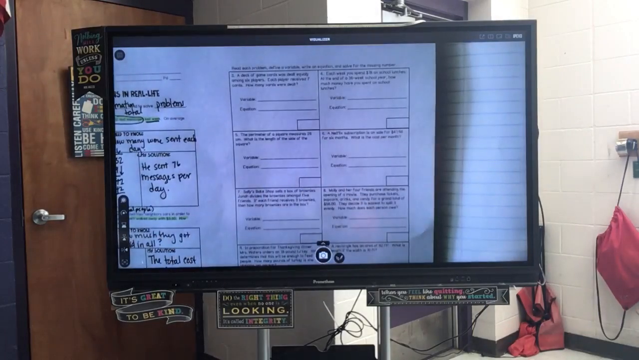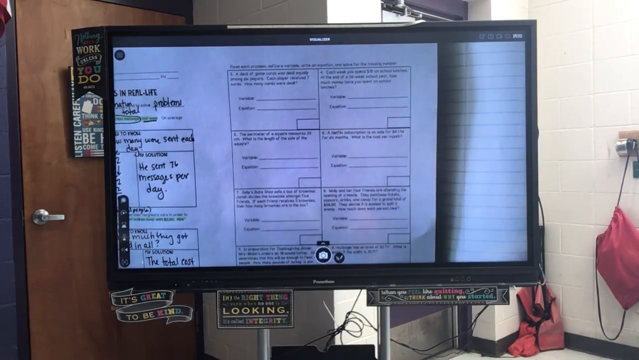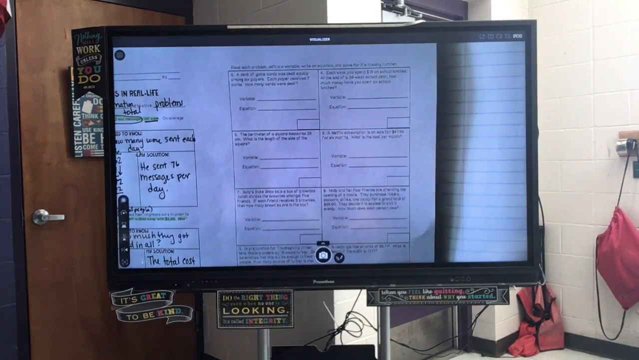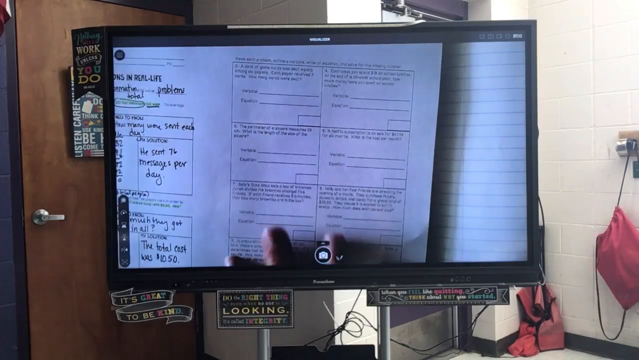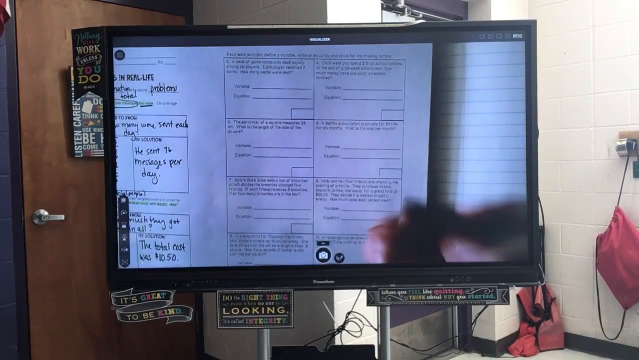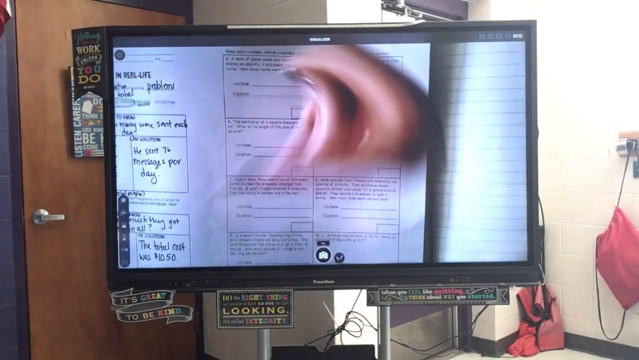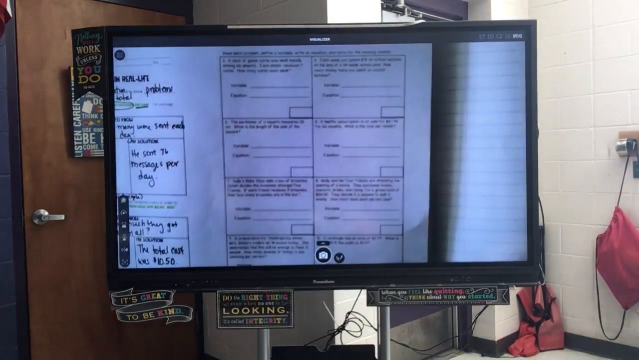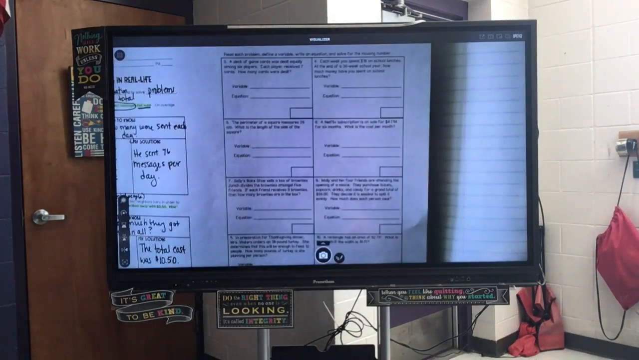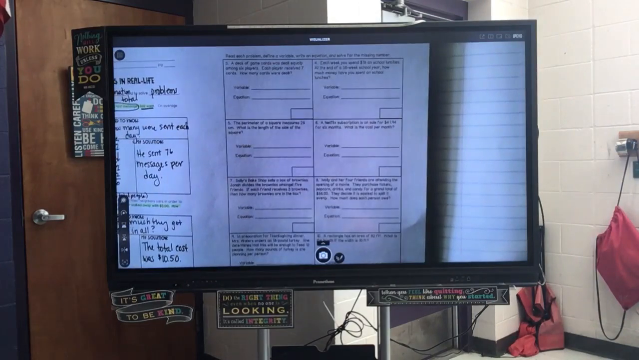All right, a deck of cards was dealt equally among 6 players. Each player received 7 cards. How many cards were dealt? All right, so what are we looking for? What's our variable? What are we looking for? Jonathan? No, not the total number of cards. Troy? Cards dealt.